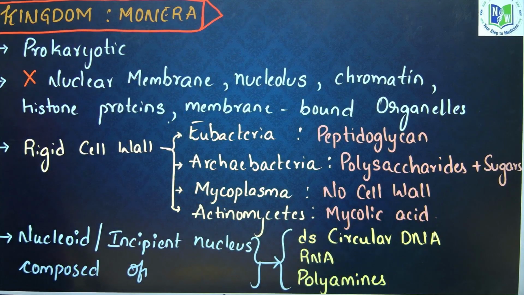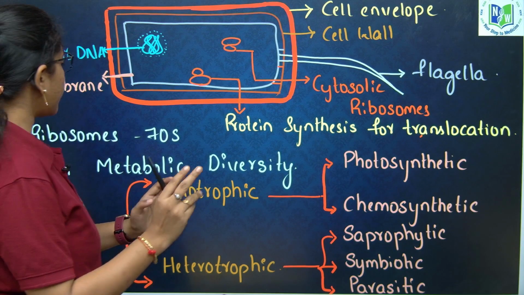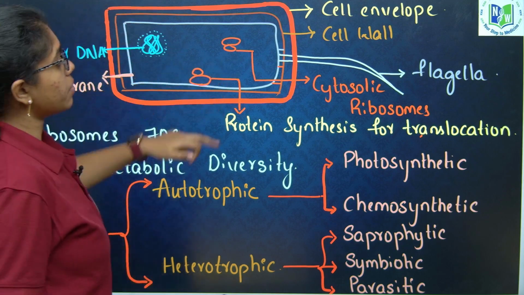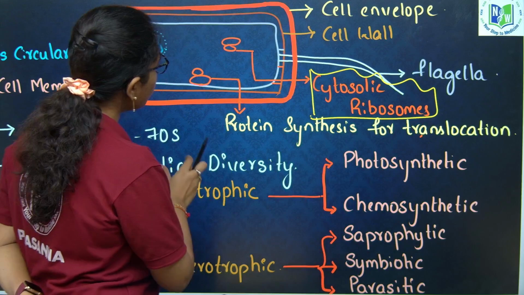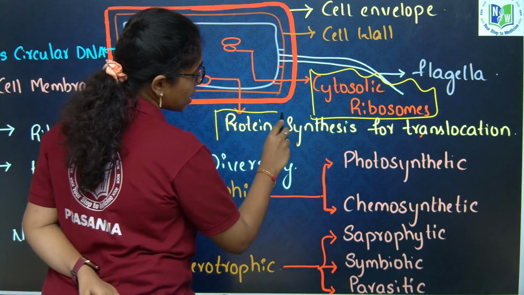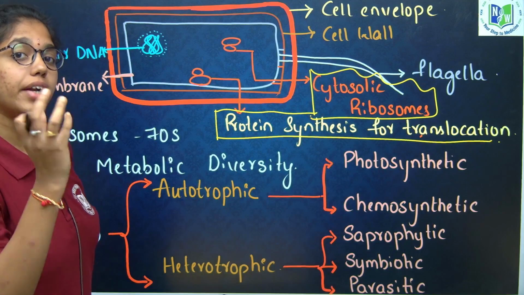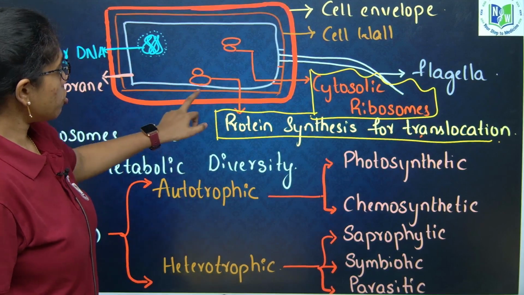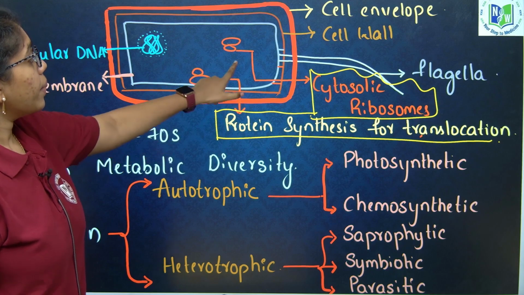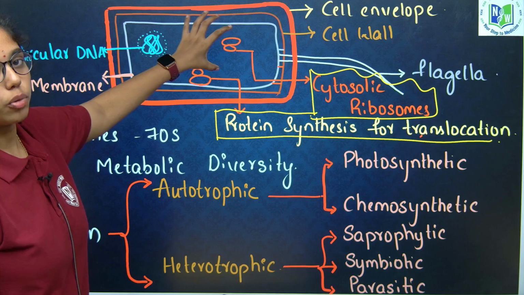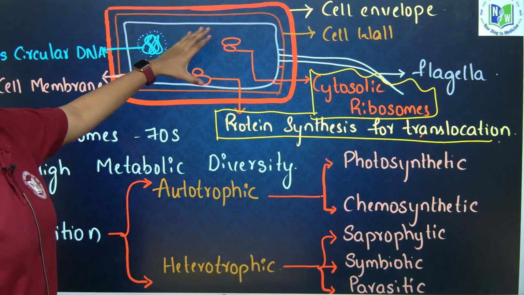Next, if you see ribosomes. Ribosomes in a prokaryotic cell are located at two sites. One is in the cytoplasm, where you will call it cytosolic ribosomes, and the other is attached to the cell membrane. The ribosomes which are attached to the cell membrane are involved in protein synthesis for translocation out of the cell. The cytosolic ribosomes present in the cytoplasm are involved in protein synthesis for the metabolic activities conducted by the cell.